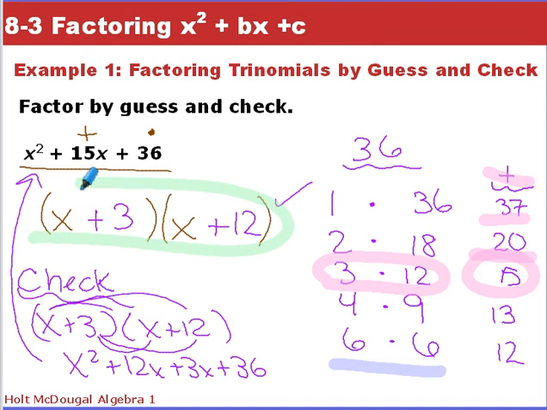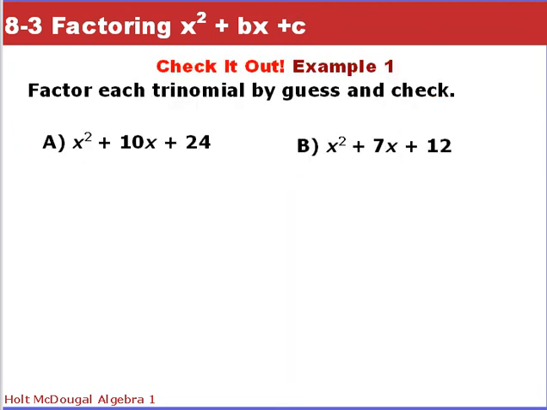And that's just guess and check. Factors that multiply to give you the c term. So you're looking for ones that multiply to give you c, and c is the last term here, that add together to give you b. So here are your two check it outs to do. List the factors of 24 and then check their sum.